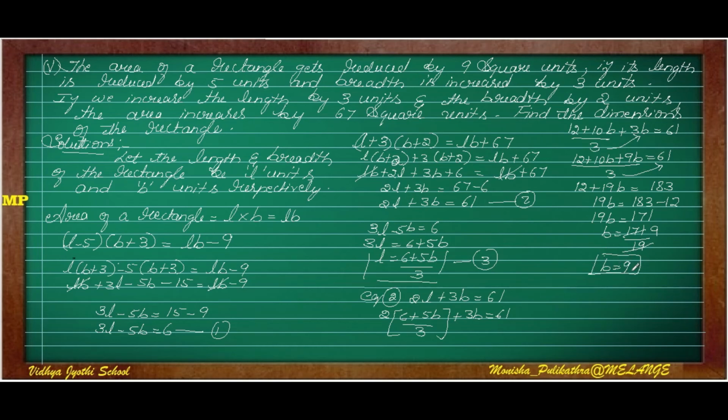This B value I will be substituting in equation 3. So L is equal to (6 plus 5 into 9) divided by 3. That is 6 plus 9 fives are 45, so 51 divided by 3. 3 ones are 3, 3 sevens are 21. So L is equal to 17. Therefore, the length of the rectangle is equal to 17 units, and the breadth of the rectangle is equal to 9 units.